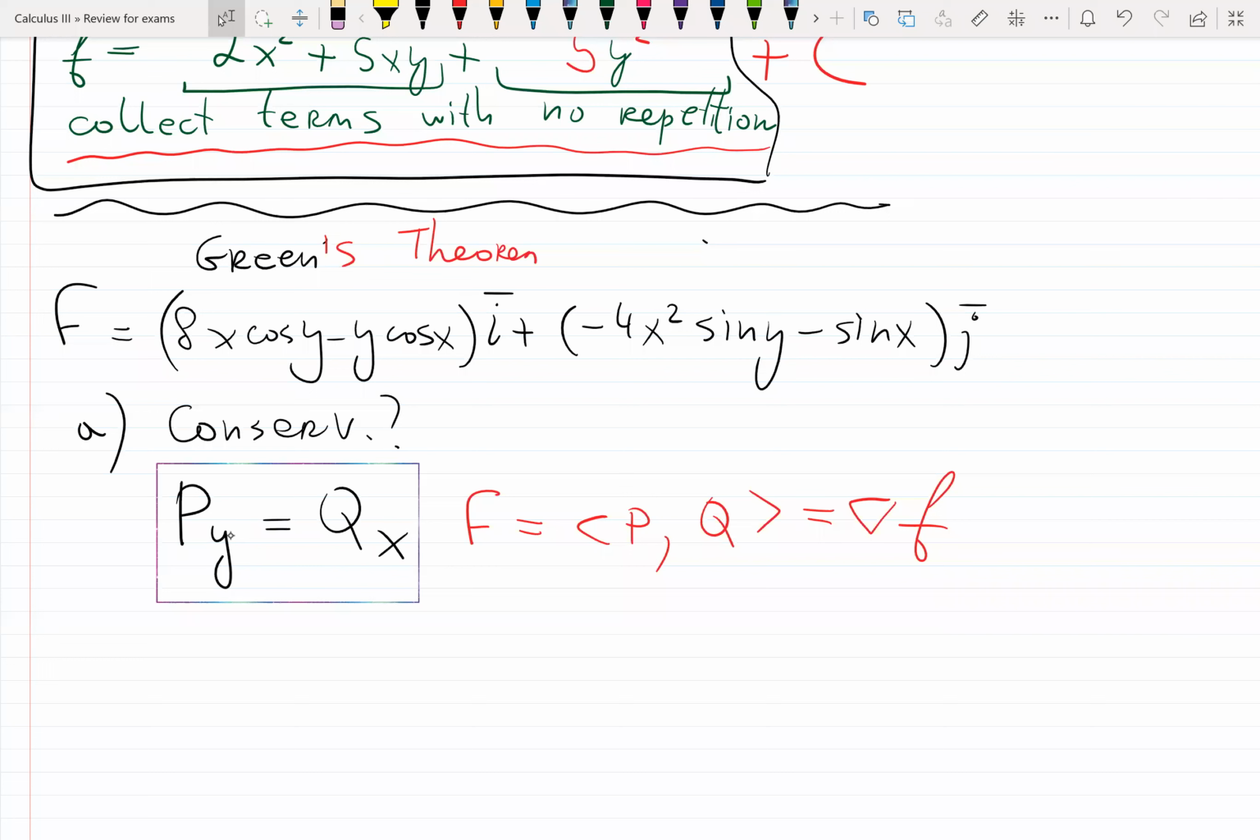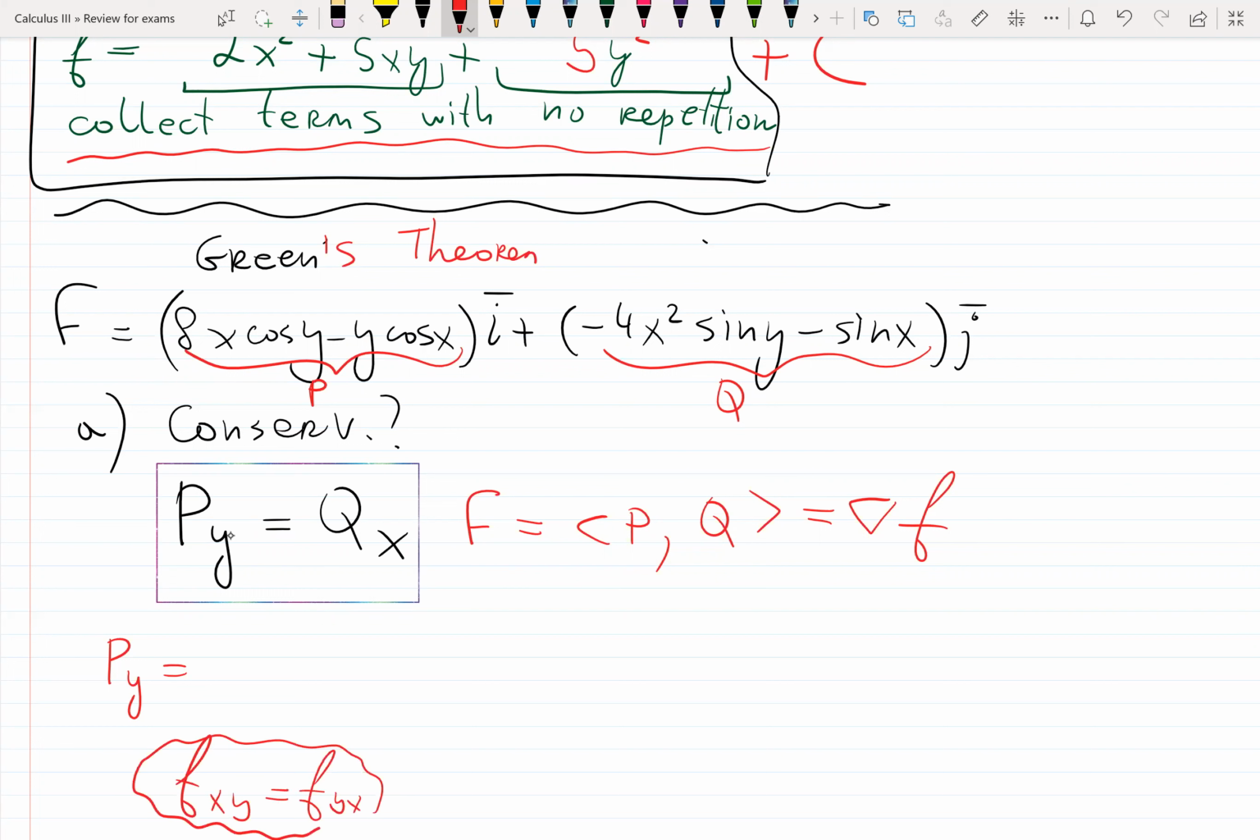So p is 8x... It's too much writing, so usually I just take a pencil and write down, this is my p, and this guy is my q. Let's find p with respect to y. You always do the other way around, the other function. It kind of has connection with xy being the same as yx for good functions. That's the same idea here. They should be the same. And that's why you sometimes see in the book that this should be 0, but it's the same thing. It means they're the same.